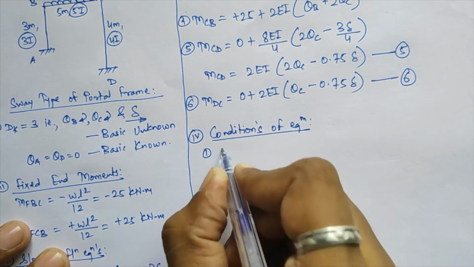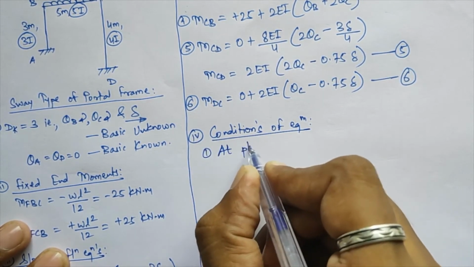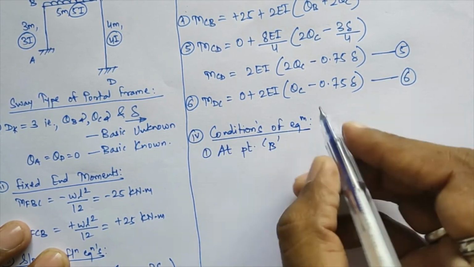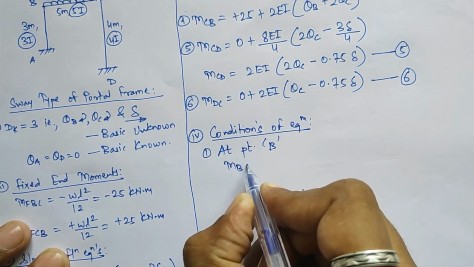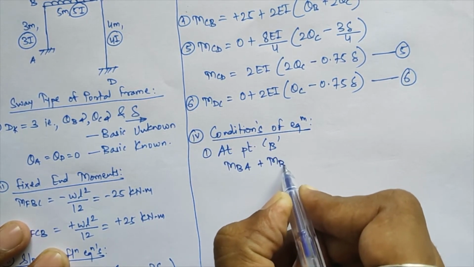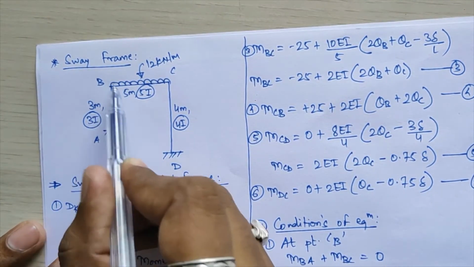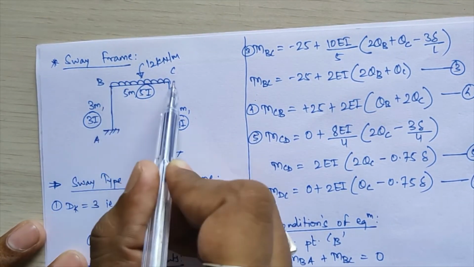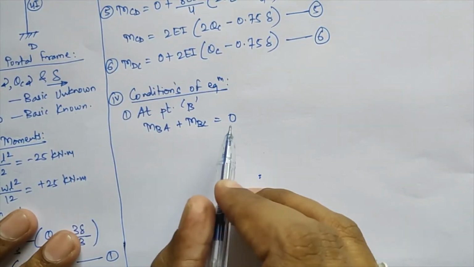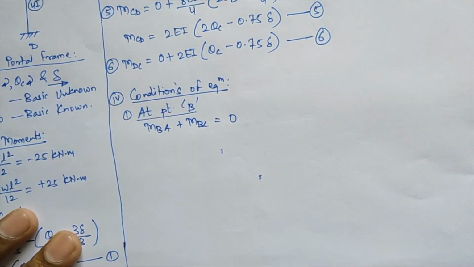That is first condition will occur at point B, and what will be that condition, that is MBA plus MBC shall remain equal to 0. At this joint B, your total equivalent moment, that is MBA and MBC, shall be coming equal to 0 to keep this joint in equilibrium over there.